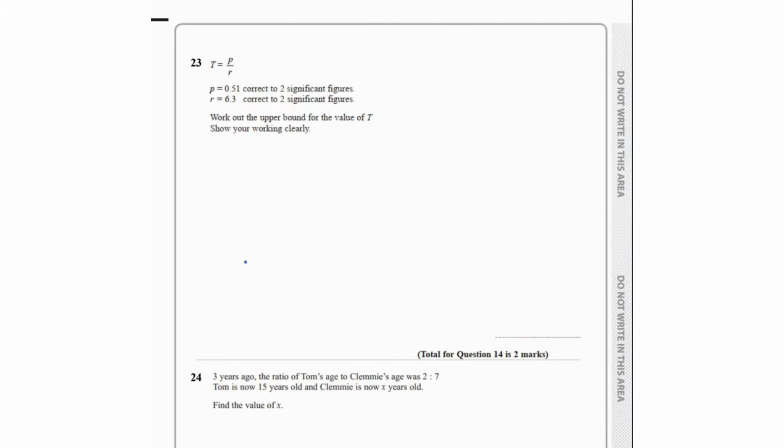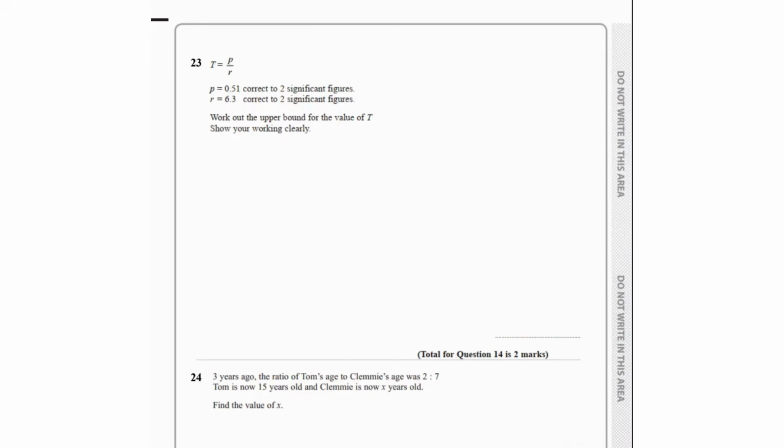Then the next question that you can be tested on is upper bounds and lower bounds. That is also very common. So I took the one with division. It says t equals p over r. P is 0.5 when correct to 2 significant figures. R is 6.3 correct to 2 significant figures. Work out the upper bound for the value of t.